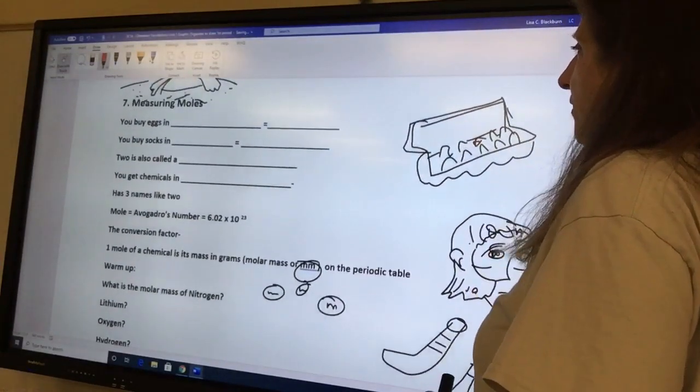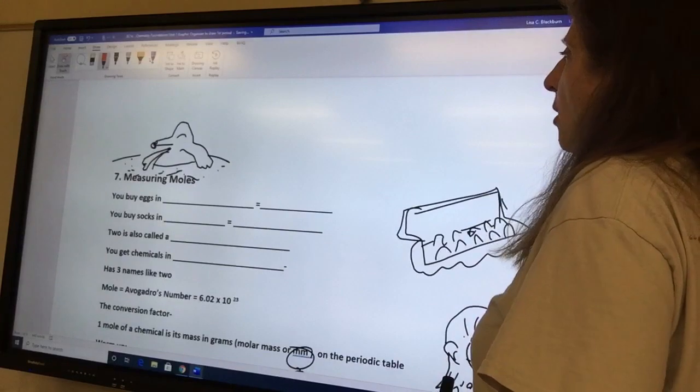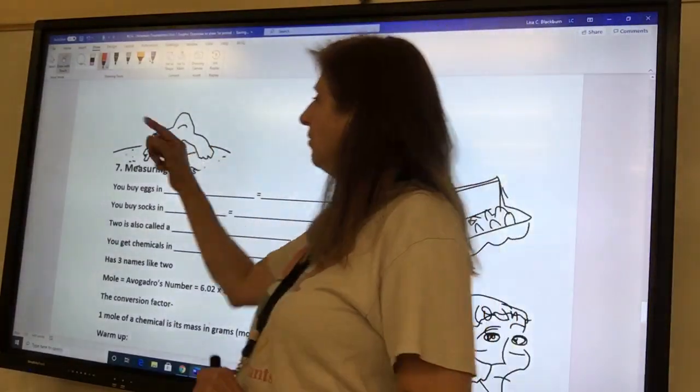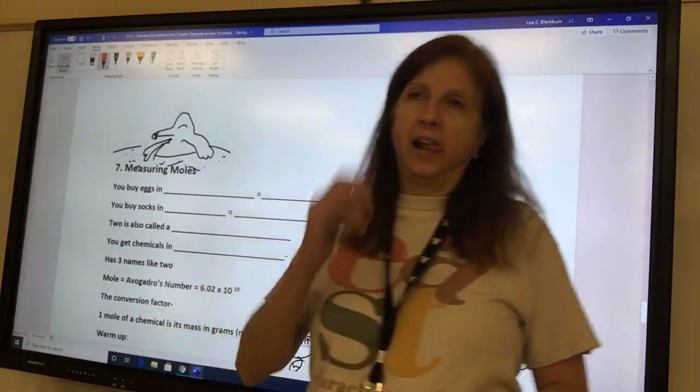Okay, next, our last idea. Measuring moles. Now, a mole is a cute little animal that will dig up your yard.